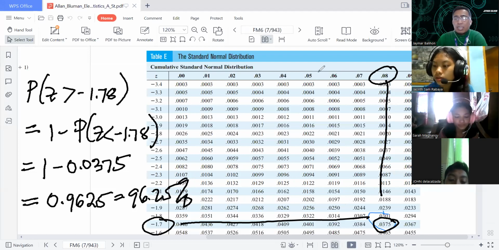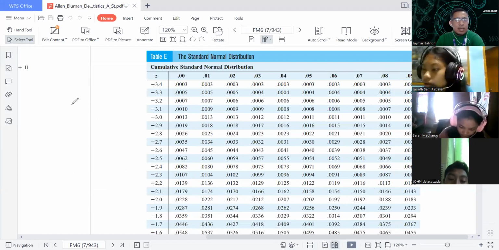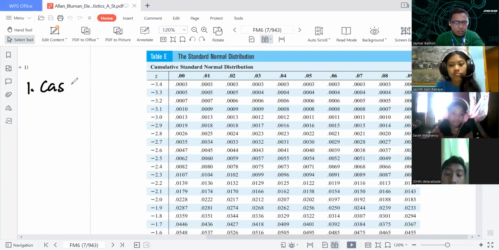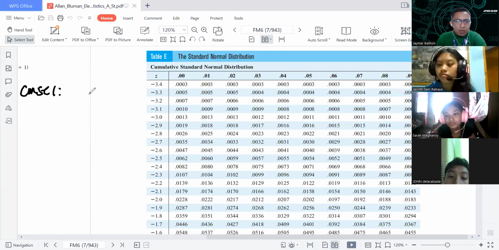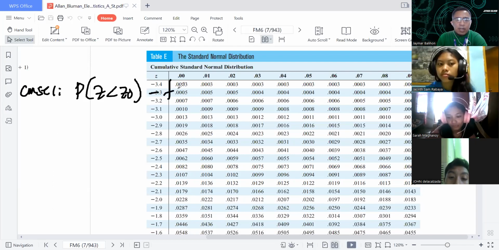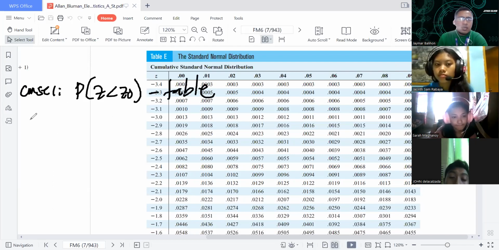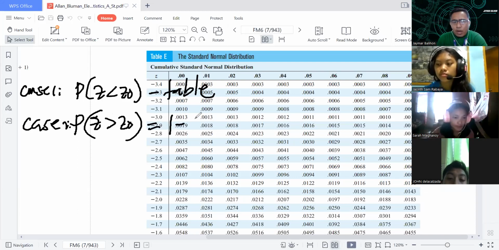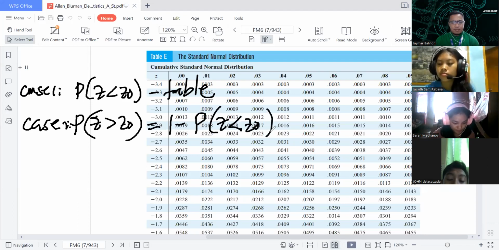So let's have the last case, the case number 3. Again, I will repeat. The case number 1 is for the z less than the z sub o. Then we use directly the table for this. For the case number 2, the probability of z greater than the z sub o, we use the formula 1 minus the probability of z less than the z sub o, right?